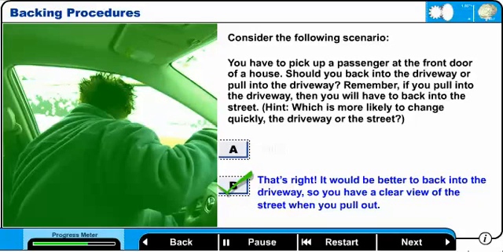That's right. It would be better to back into the driveway, so you have a clear view of the street when you pull out.